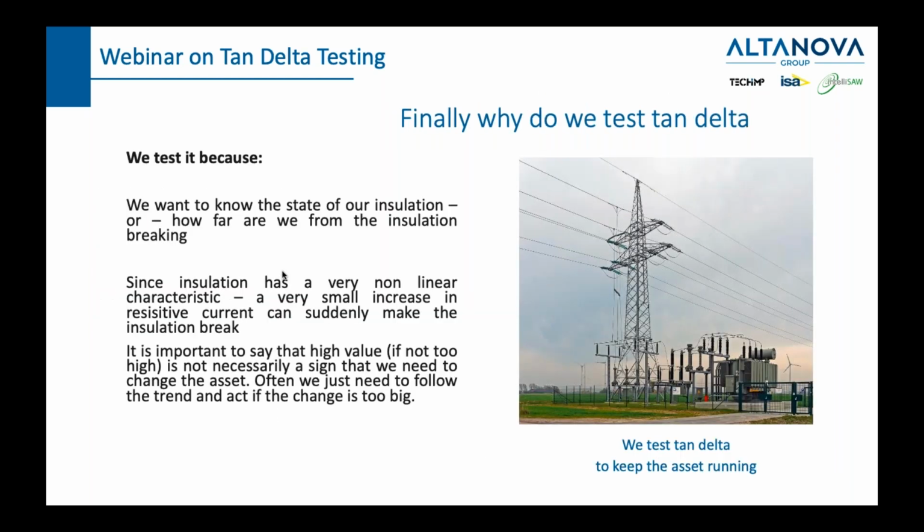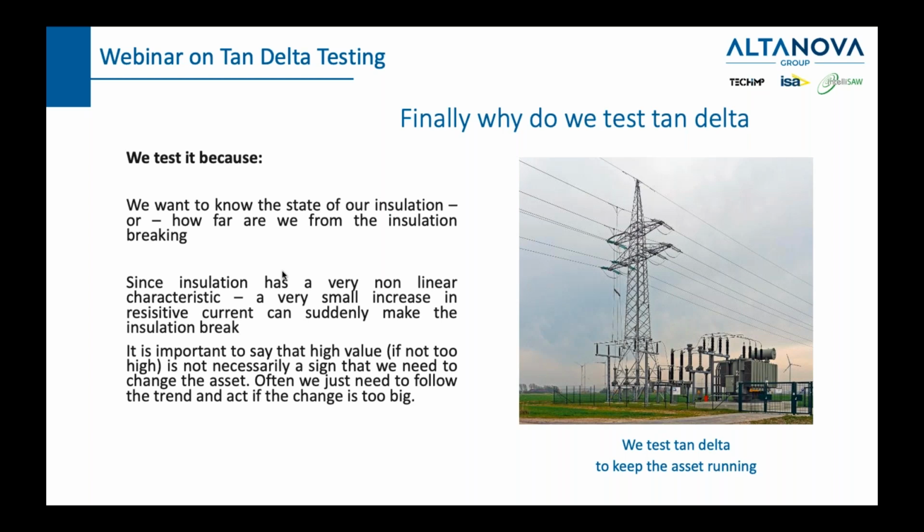So finally, why do we test tan delta? We want to know the state of our insulation, or protect it from the insulation breaking. Since insulation has a very nonlinear characteristic, a very small increase in resistive current can suddenly make the insulation break. And it is important to say that a high value, if not too high, is not necessarily a sign that we need to change the asset. Often, we just need to follow the trend of the tan delta and act if the change is too big.